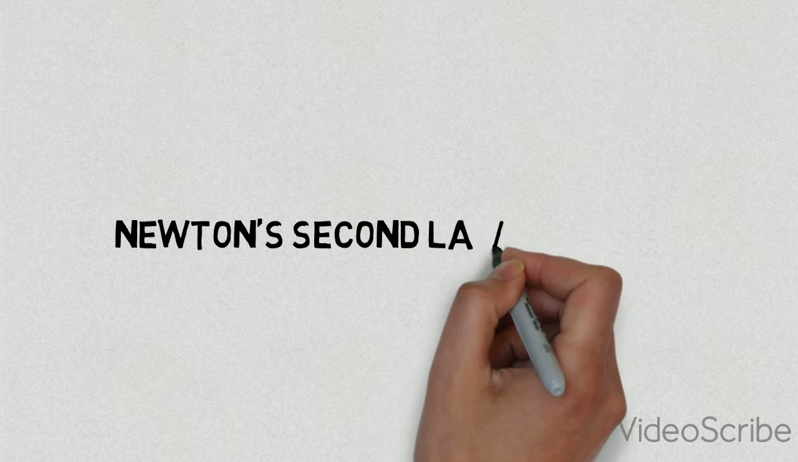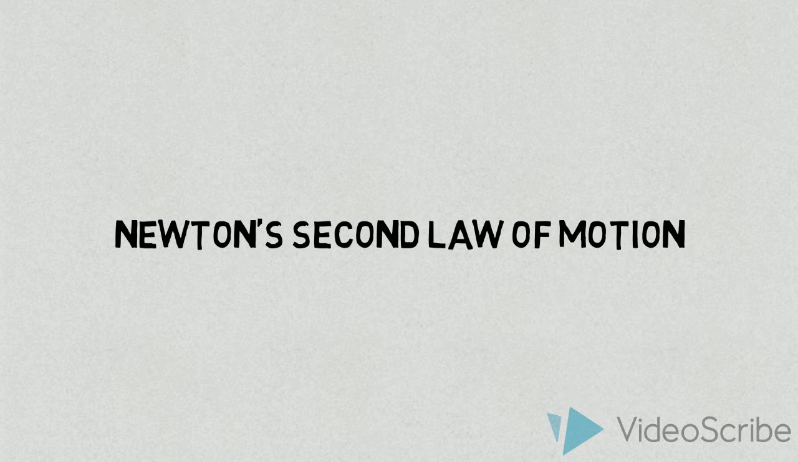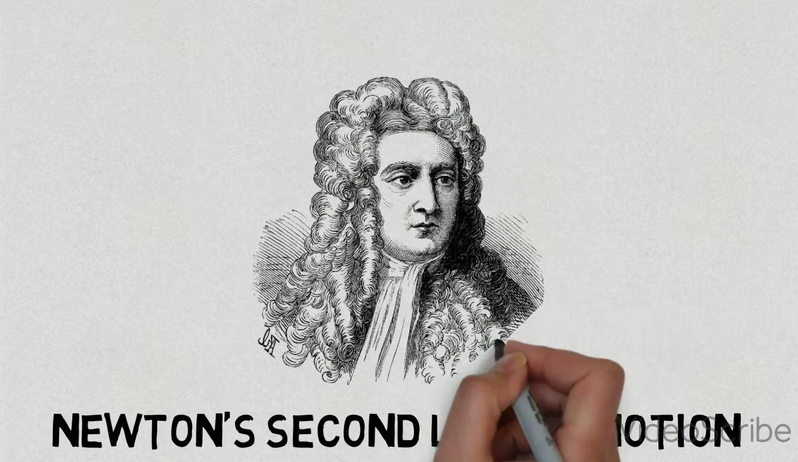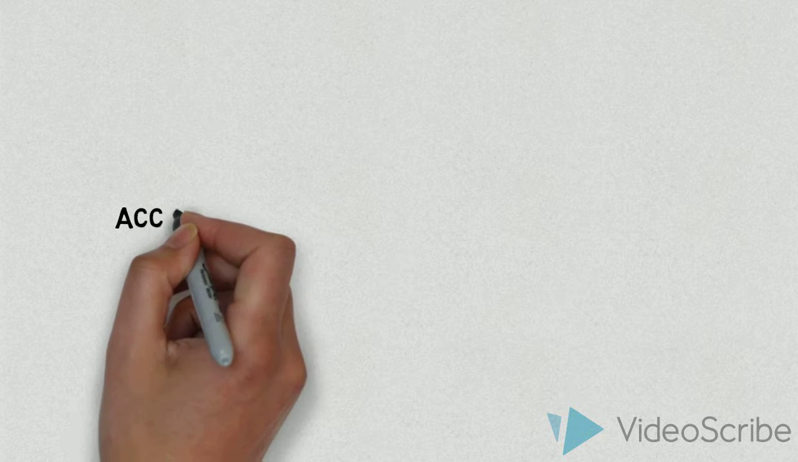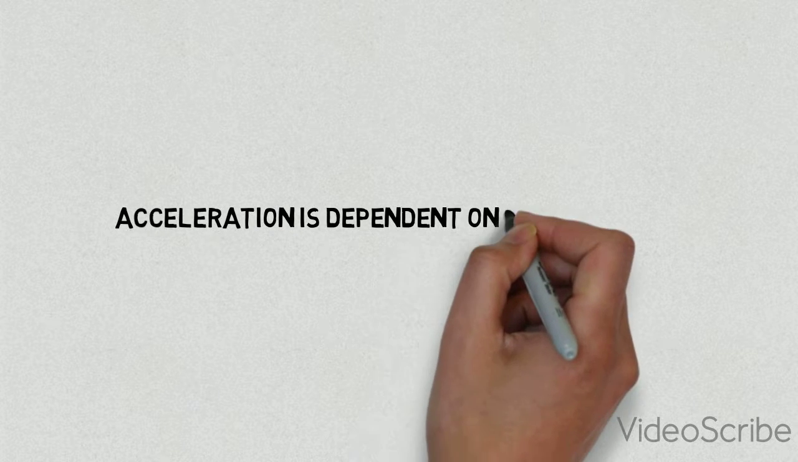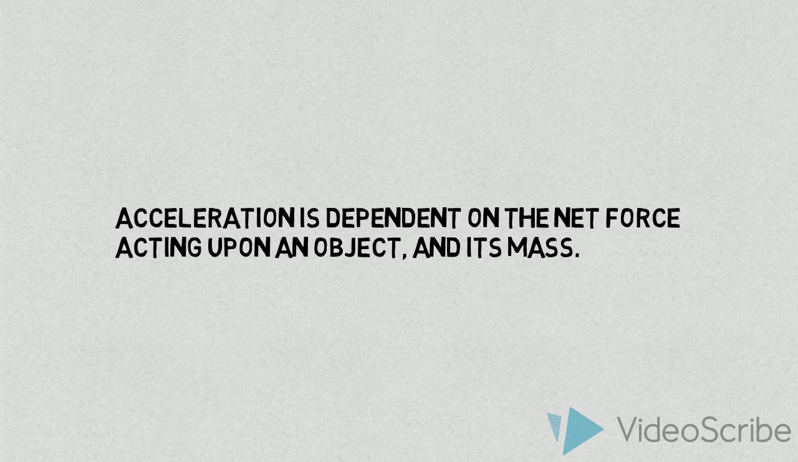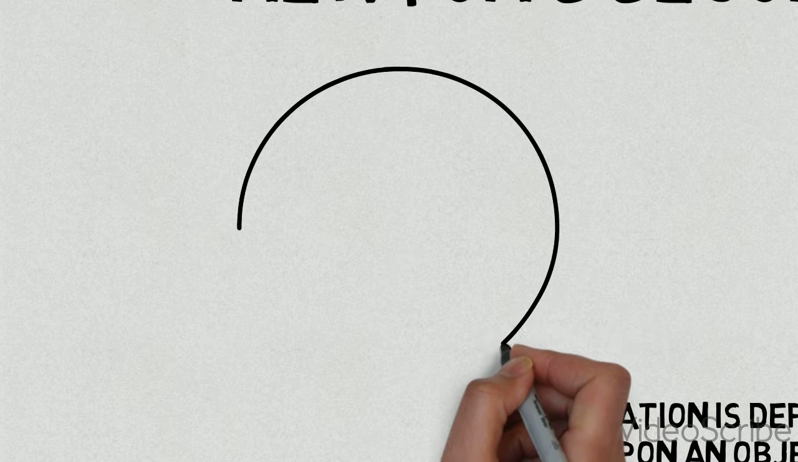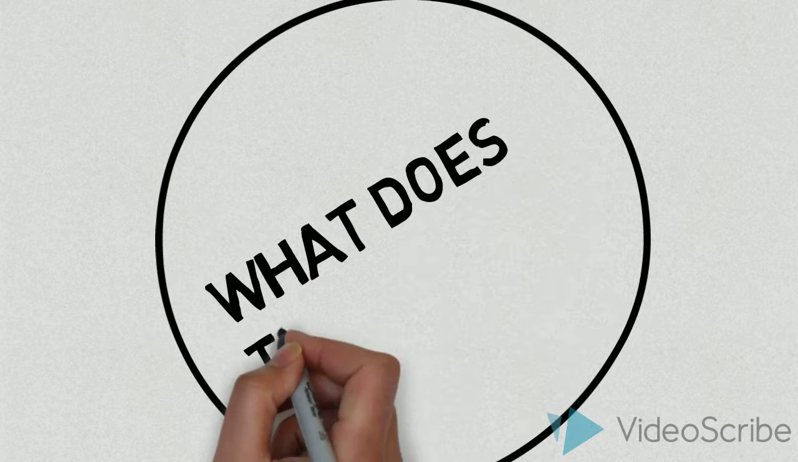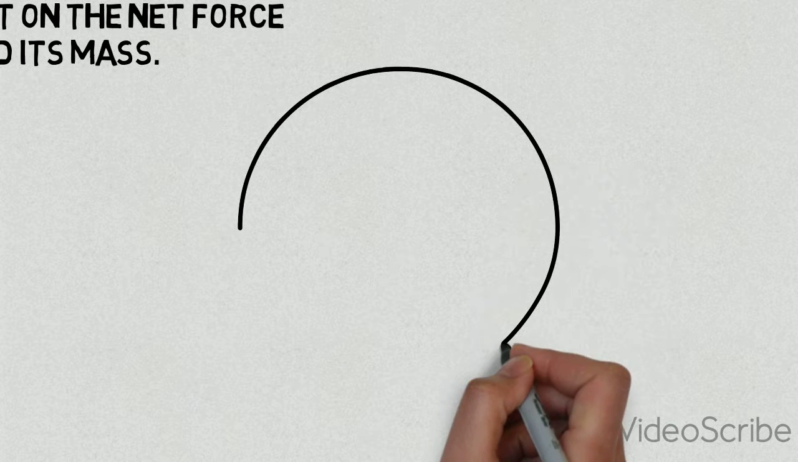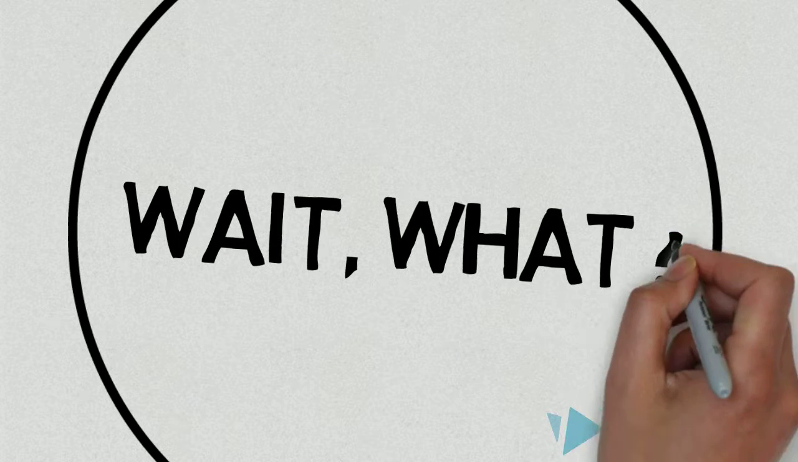Now, the second law of motion by Newton, which is this guy right here. This European man, like always, from the UK. He stated that acceleration is dependent on the net force acting upon an object and its mass. So this is just like the hardest law ever. Like, what does that even mean? What proves that? Do we have an equation for that? Like, what does mass have to do with anything? And acceleration? Like, what is acceleration anyways?